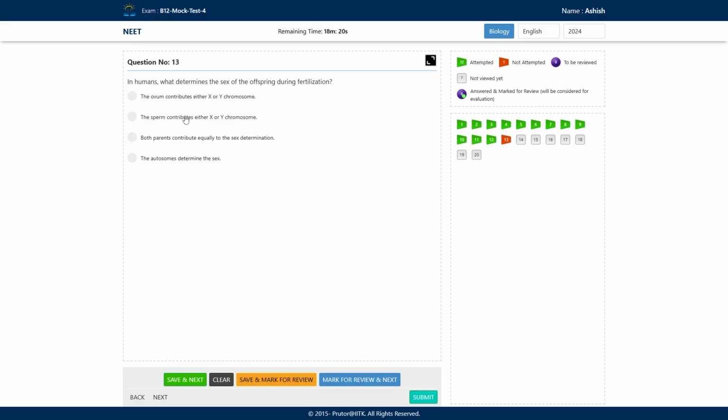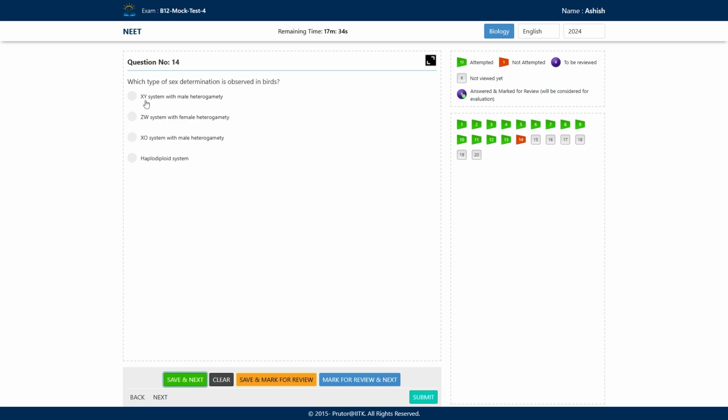The correct answer will be option number B. Sperm contributes either X or Y chromosome. So males have X and Y chromosome. Half of the sperm will have X chromosome, half of the sperm will have Y chromosome. Now, the type of sperm which fertilizes or fuses with the egg determines the sex of the child. If the sperm carrying X chromosome fuses with the egg, then the zygote will have XX condition and this will develop into a female child. If the sperm having Y chromosome fuses with the egg, then the zygote will have XY and this will develop into a male child. Clear?